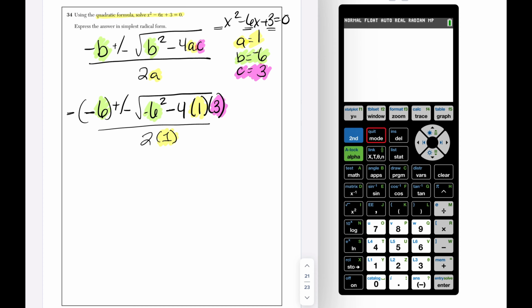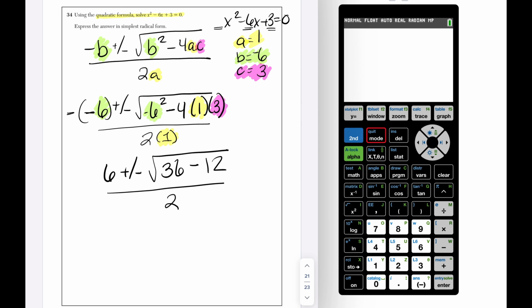Okay? All right, so then you're just going to solve it out. -6 times a negative is just going to be +6, plus or minus the square root of 36 minus 4 times 1 times 3, which is just going to be -12.